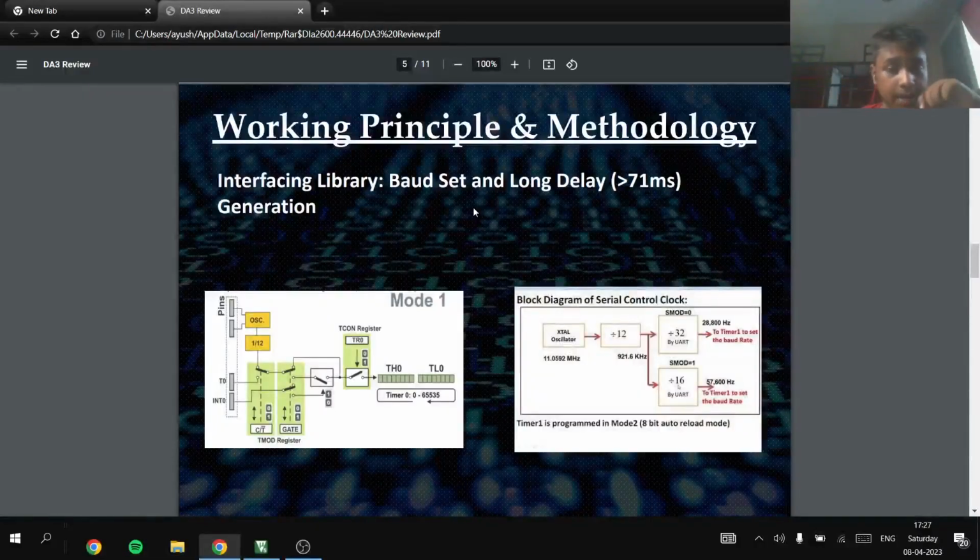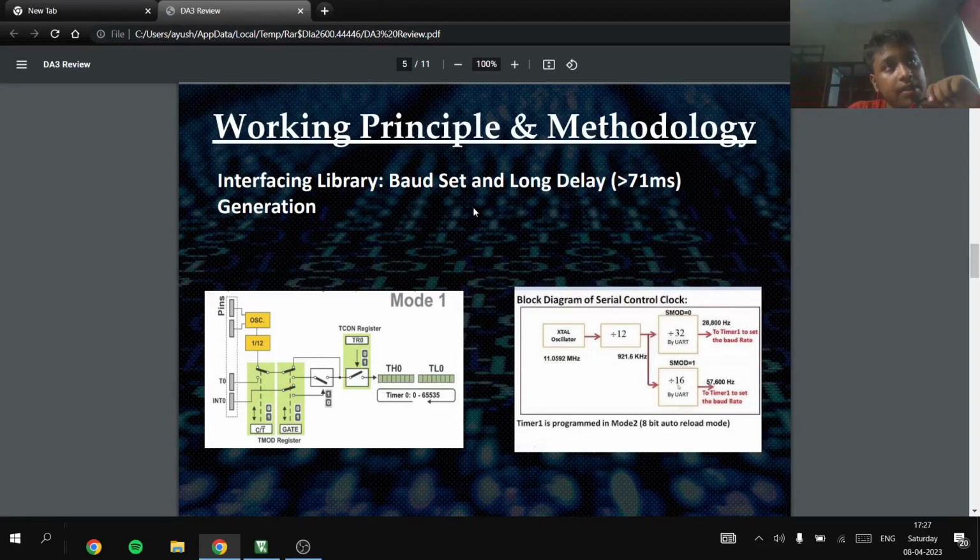Hello, sir. My name is Ayush, and I'll be talking about the working principle of the libraries that we made. Most of the coding that we have done for the library is based on the things that we were taught this semester and a little bit of research. The first thing is the interfacing library. The interfacing library mainly has two parts: the baud set and the long delay generation.